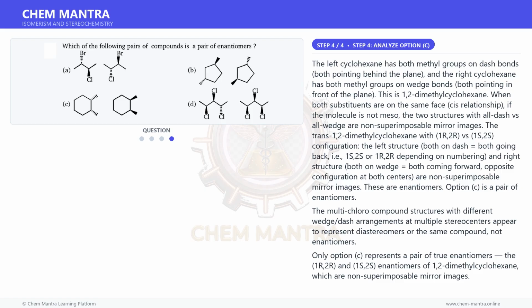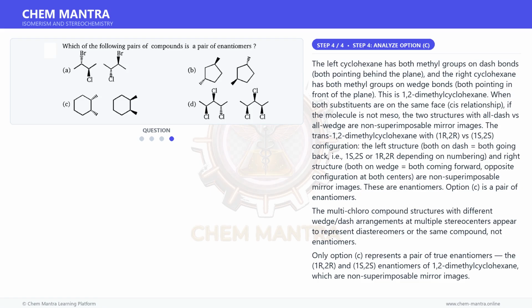The trans 1,2-dimethylcyclohexane with 1R, 2R versus 1S, 2S configuration, the left structure, both on dash is equal to both going back, i.e. 1S, 2S or 1R, 2R depending on numbering, and right structure, both on wedge is equal to both coming forward, opposite configuration at both centers, are non-superimposable mirror images. These are enantiomers. Option C is a pair of enantiomers.